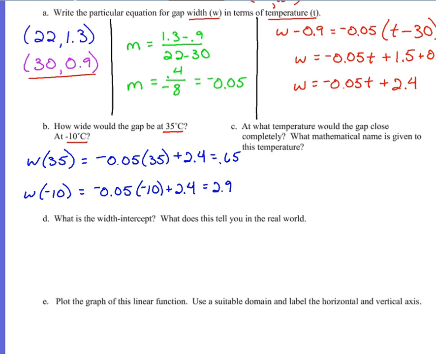This is an application, so we think about what the gap width represents. It's a width that's represented in terms of centimeters, right? So it'd be 0.65 centimeters up here when the temperature is 35. It'd be 2.9 centimeters here when the temperature is negative 10.